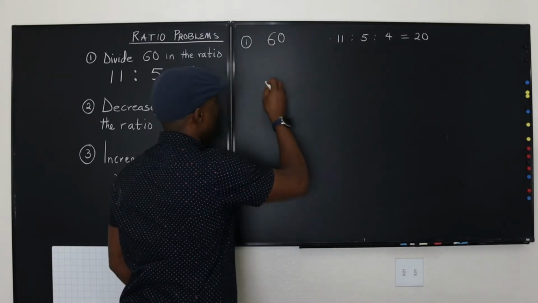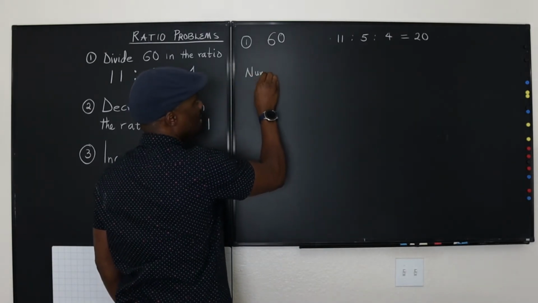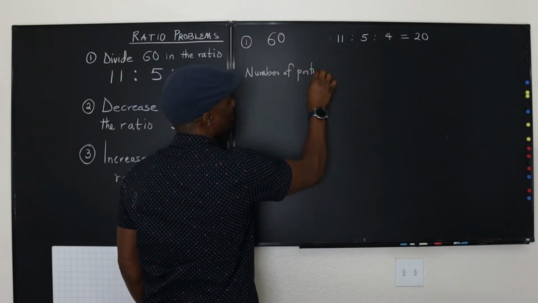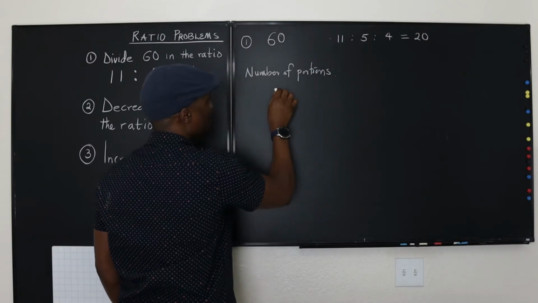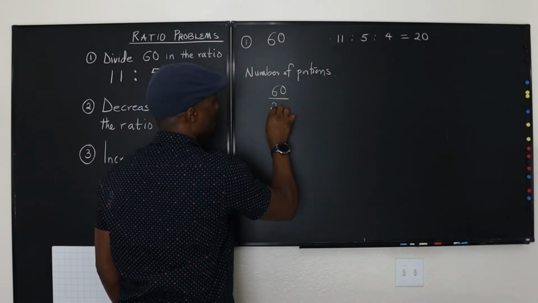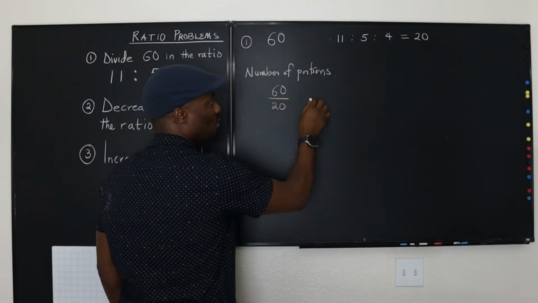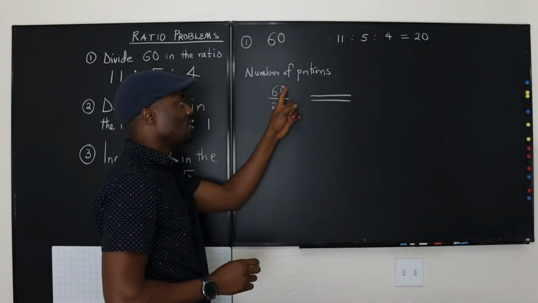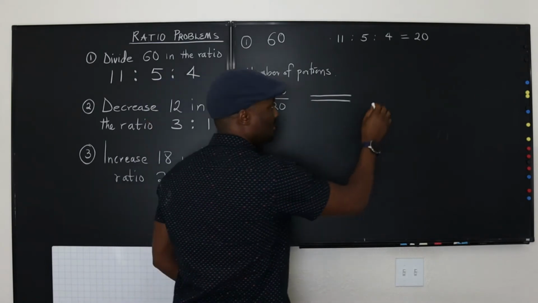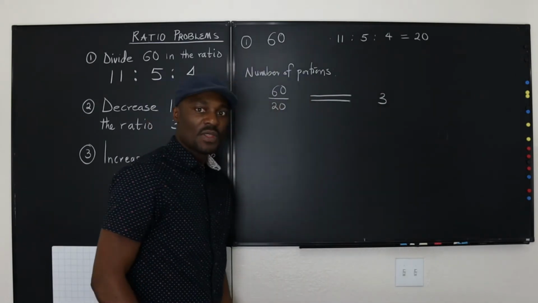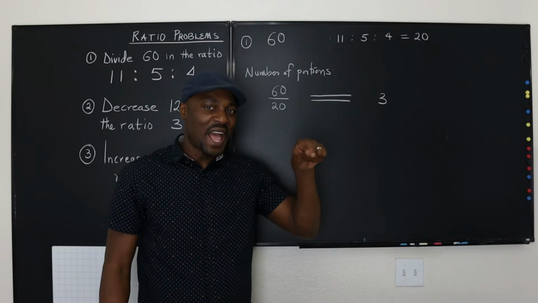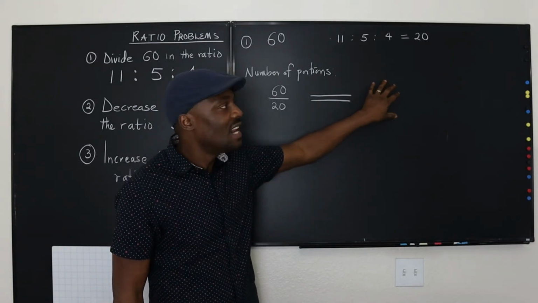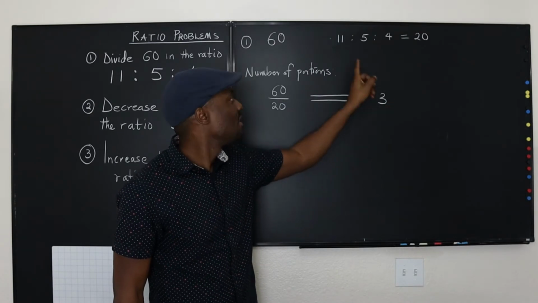So, let's say, number of portions, we're going to do that here. That would be 60 over 20. And the answer to that will be, I'm going to make a very long equal sign. The answer to 60 over 20 is going to be 3. So each of the bags you're distributing will contain 3 oranges. So give 11 of those bags to this group.